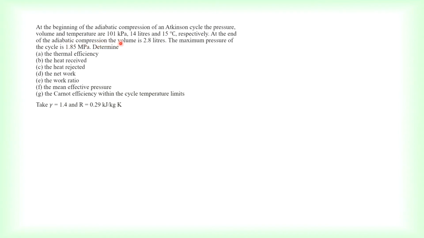Now, at the end of the adiabatic compression, the volume is 2.8 liters divided by 1000. The maximum pressure of the cycle is 1.85 megapascal. That means 18.5 bar. Determine the thermal efficiency, the heat supply, the heat rejected, that is cooling, the network output, the work ratio, the mean effective pressure, and the Carnot efficiency. They have given us the gamma as 1.4 and the R, that is the specific gas constant, 0.29.